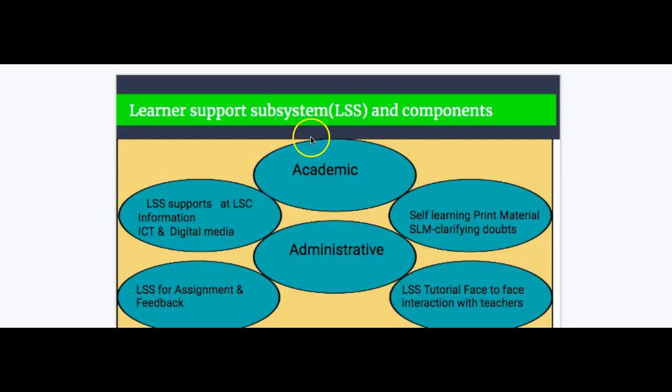Then let us see how academic and administrative support is rendered to the learner at the LSCs through information technologies and digital media. For the self-learning print-based SLM, clarifying doubts to them. LSS tutorials face-to-face provide interaction with the teachers, and LSS is there for the assignments and feedback, as I have said earlier.